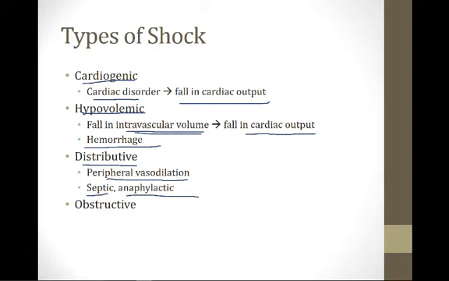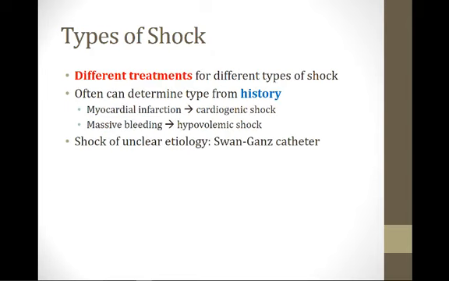And then the fourth type of shock is called obstructive. We'll talk about this later. This is really a special type of shock where something is obstructing the outflow of blood from the heart. When a patient has low blood pressure and shock, it's important to figure out the type of shock. And the reason is because different treatments are effective for the different types of shock.